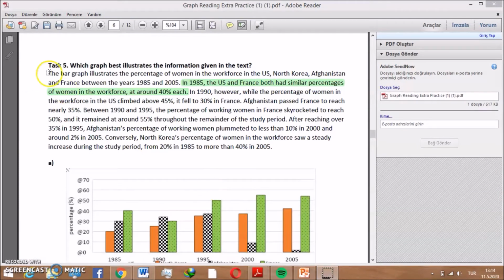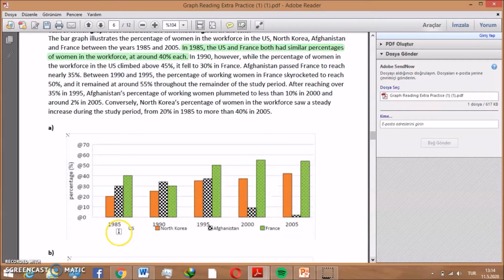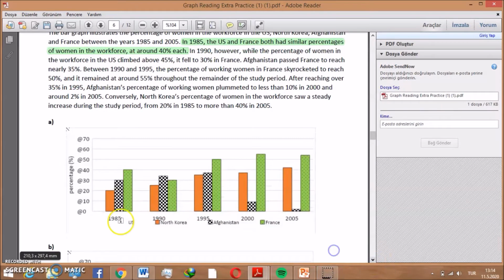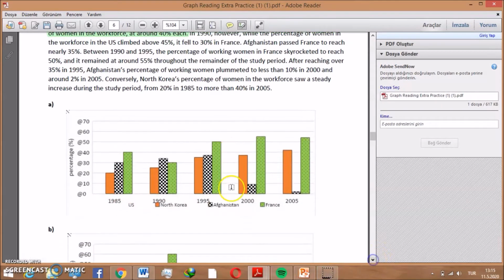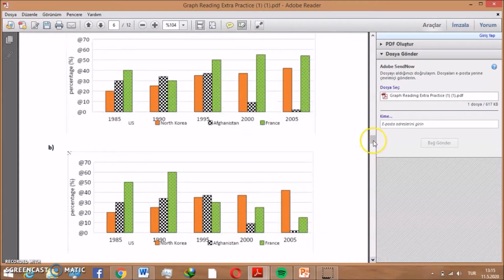Okay arkadaşlar, let's look at task 5. So it says US, North Korea, Afghanistan, and France here. But since there is no US here, let's skip that task because I think there is a mistake here. So there is no bar that represents US. So let's go to task 6.